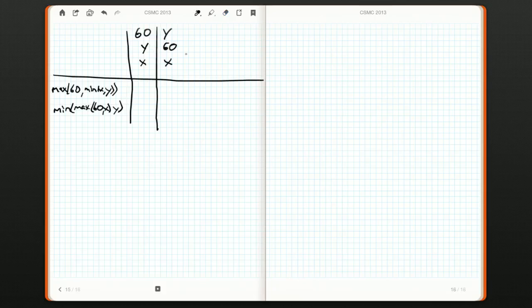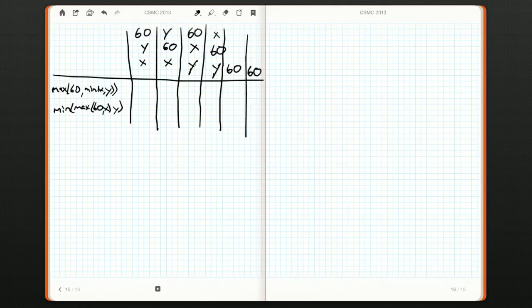Y 60x, and then we have, what was next? Y x 60, y 60x. Oh, I hope I don't run out of room. I should be fine. And then the last two we get 60s on the bottom: x and y, y and x. So these are increasing. So let's look at these.